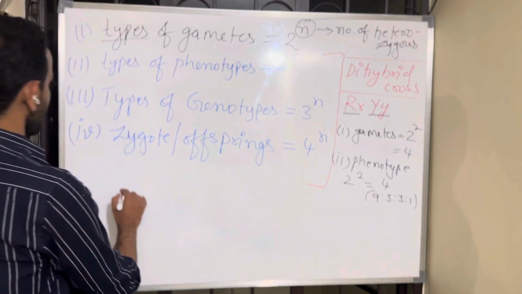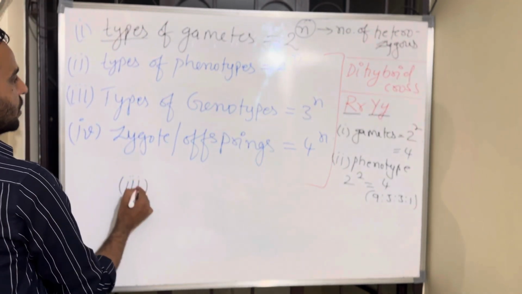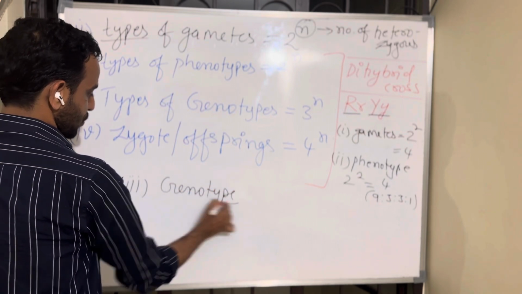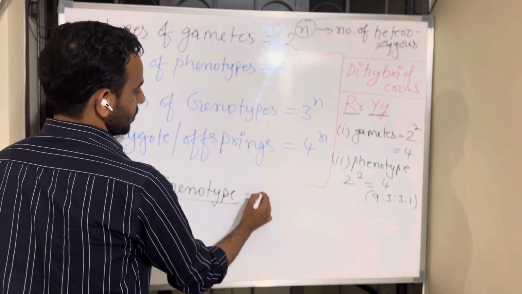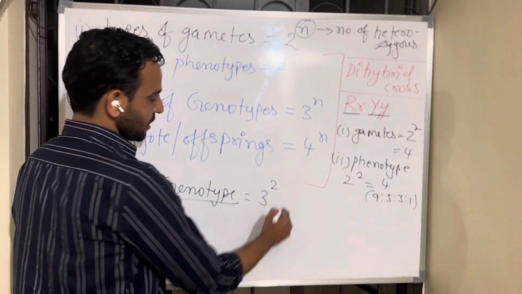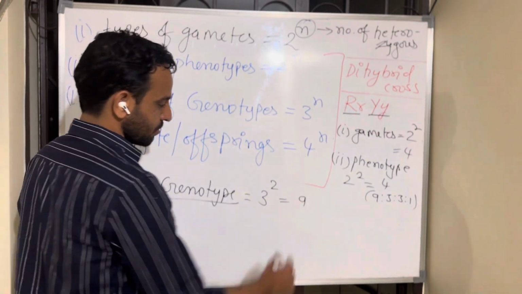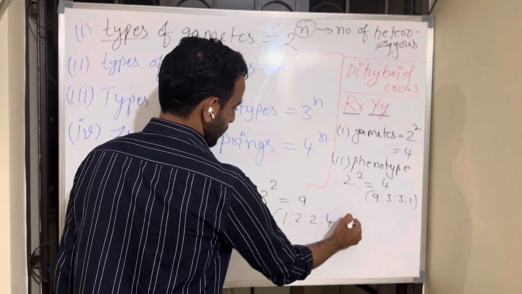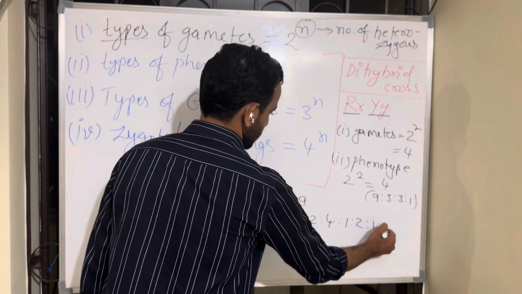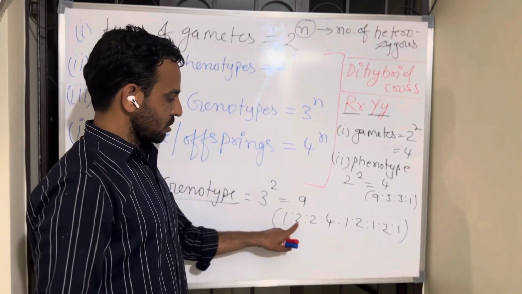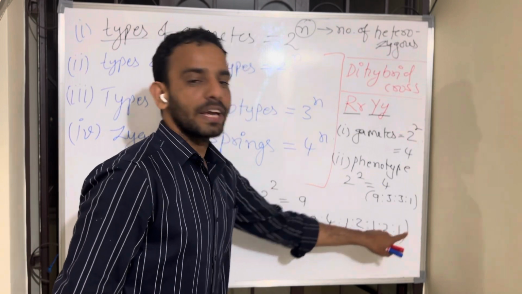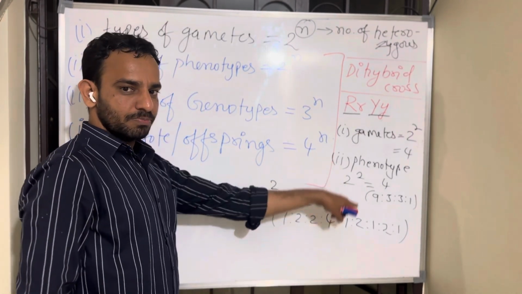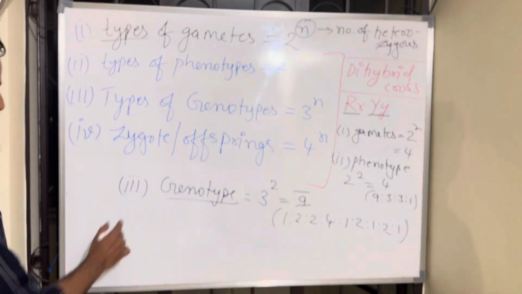Similarly, third one, what is the third one? Types of genotype. Types of genotype in this will be 3 to the power 2. That means 9 types we will get. What is that? 1, 2, 2, 4, 1, 2, 1, 2, 1. So 1, 2, 3, 4, 5, 6, 7, 8, 9. 9 types of genotypes we will get. This I will explain to you in our forthcoming dihybrid cross lecture. So this is the third one.